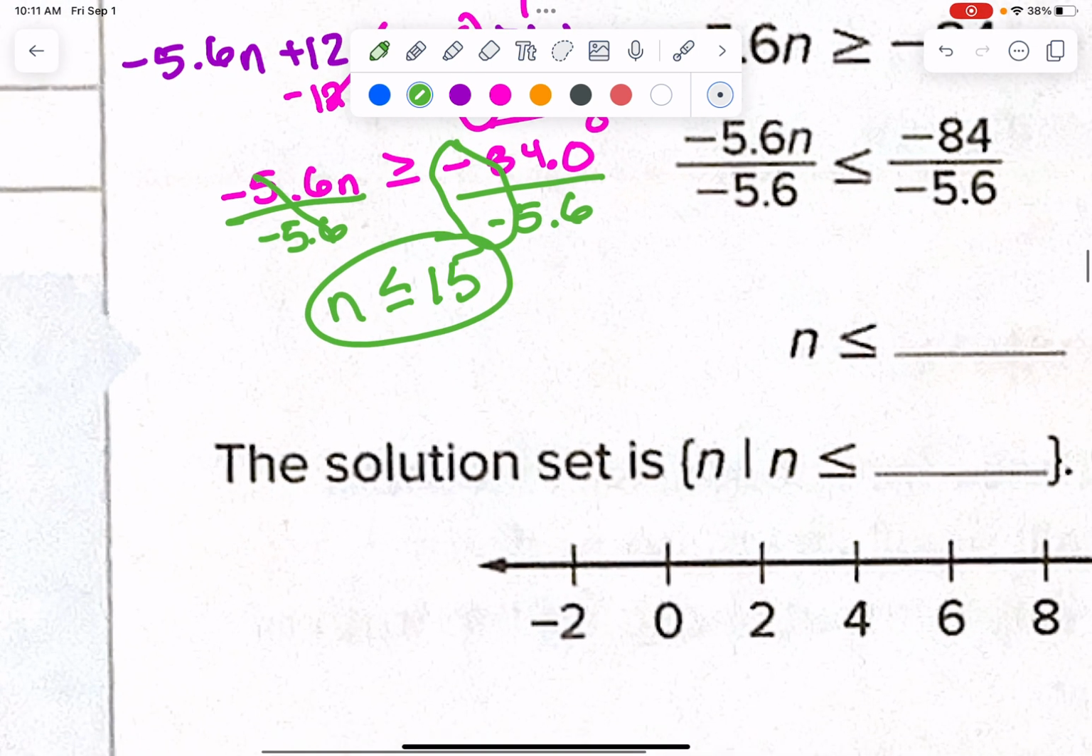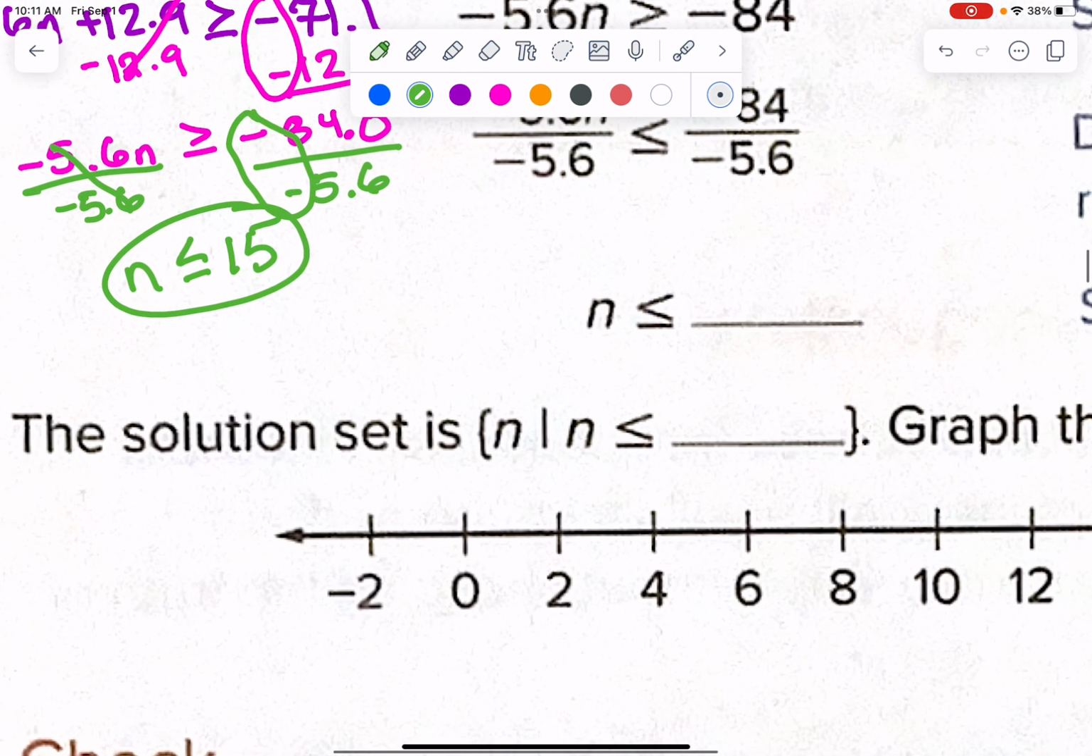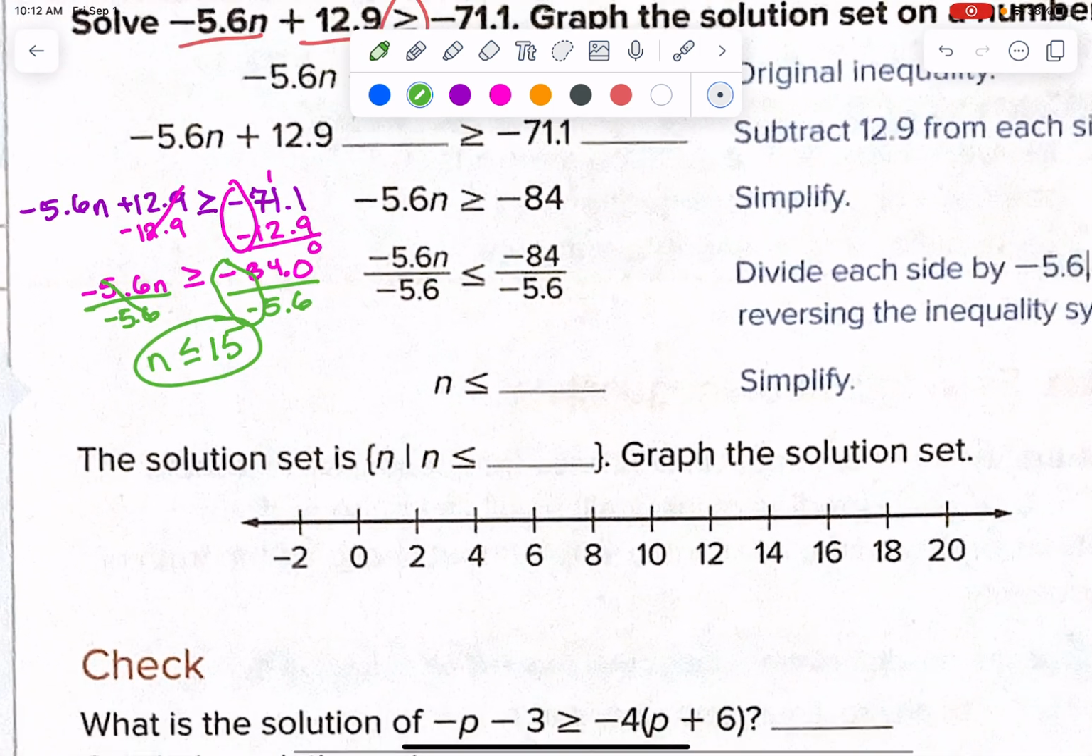If we then go to graph that on a number line, they went ahead and gave us a number line. 15 is right here. This is my 15 mark, okay? So if I graph this on a number line, n is less than or equal to, that's going to be a solid dot, and less than or equal to means it's going this direction, okay? Less than or equal to and greater than or equal to are going to be solid dots. Let me write your little key code here.